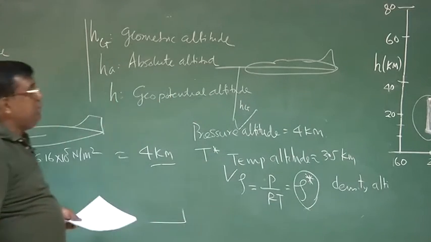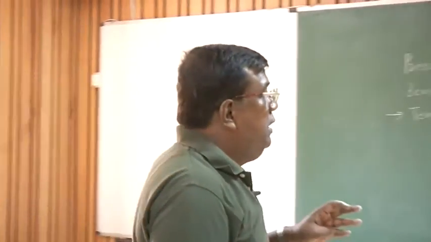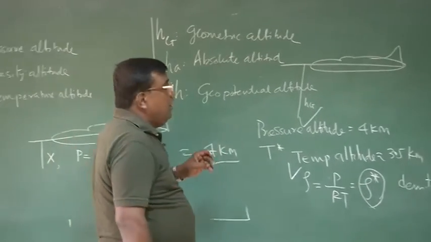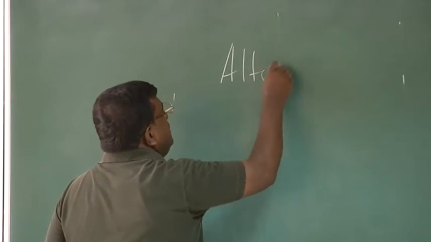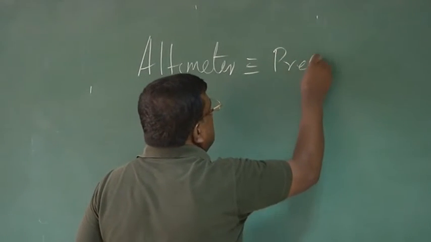So what is the point I'm stressing? Even if you are flying at the same geometric altitude, the pressure altitude, the temperature altitude, and density altitude will not be the same, right? And that altimeter, you will see some video on this. Altimeter actually gives us the pressure altitude.